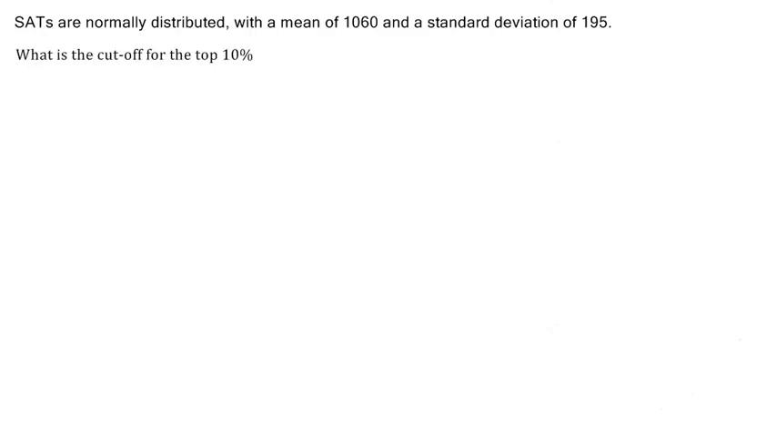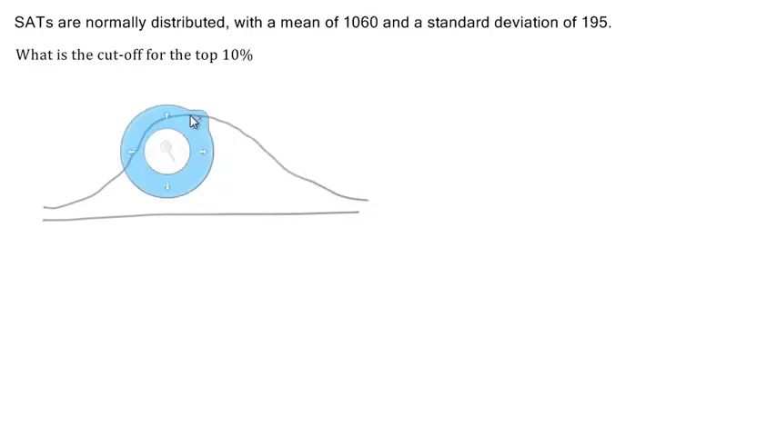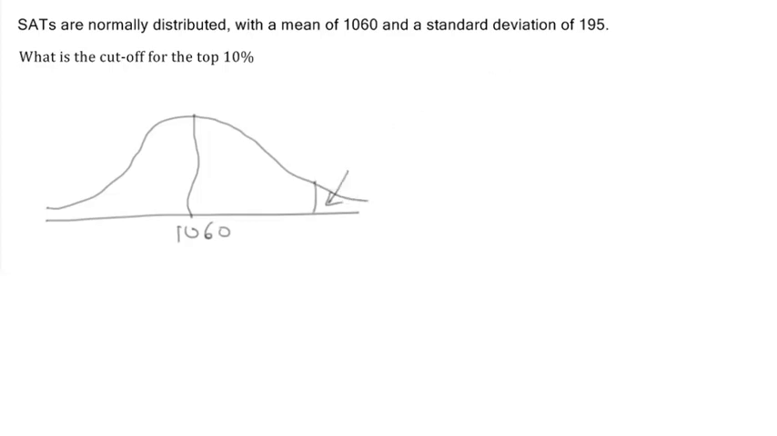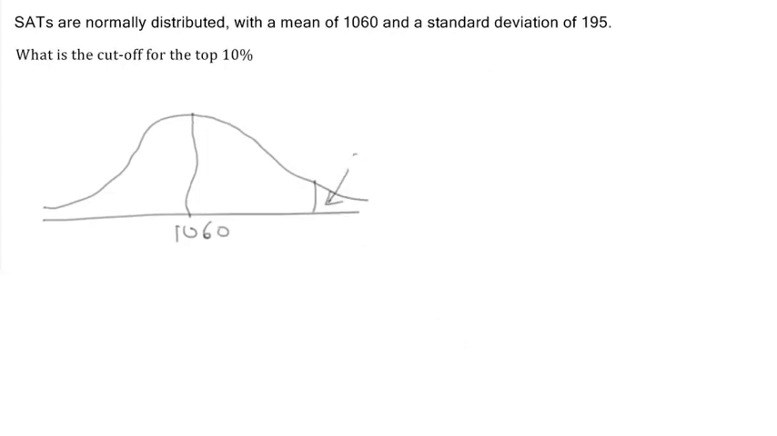Okay, let me ask you another question. What is the cutoff for the top 10%? So what does that look like? Here's your normal distribution. If it's normally distributed, that says to me bell curve. The mean of 1,060, that's what that says to me. The top 10%, I'm talking about the top 10%.